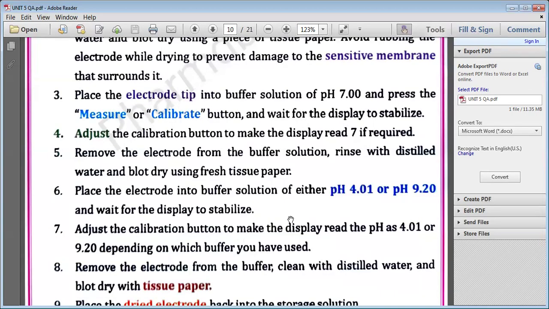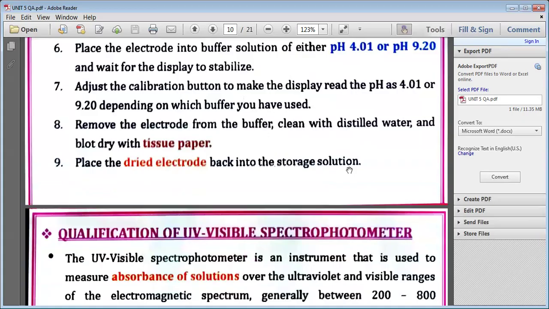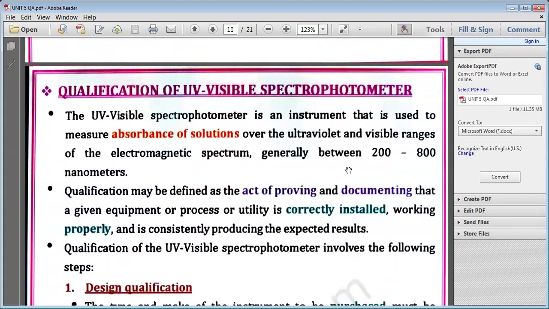We have to give a tag and mention in the logbook that the instrument is calibrated at a particular time, and we have to give an authorizer signature of the person by whom the calibration of the pH meter has been performed. So this is all about the calibration of a pH meter.